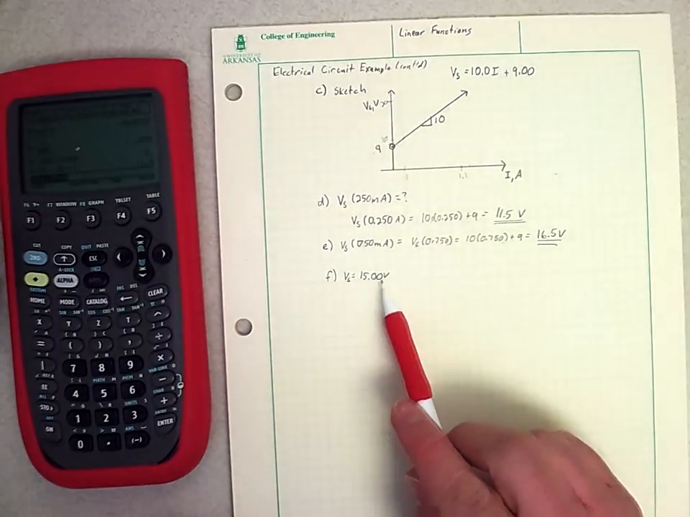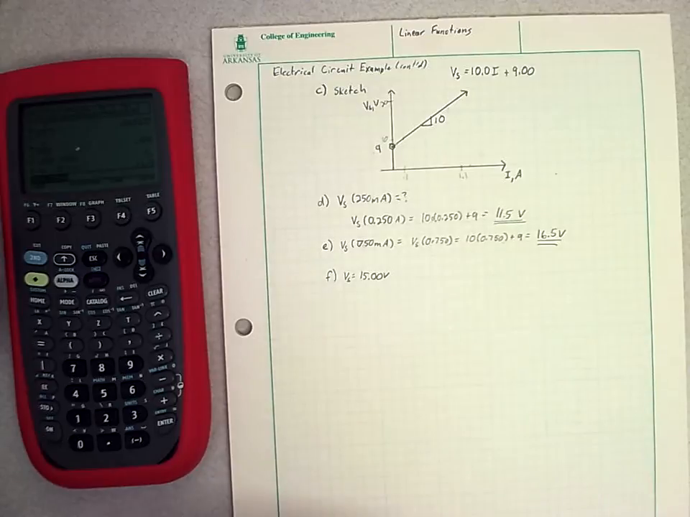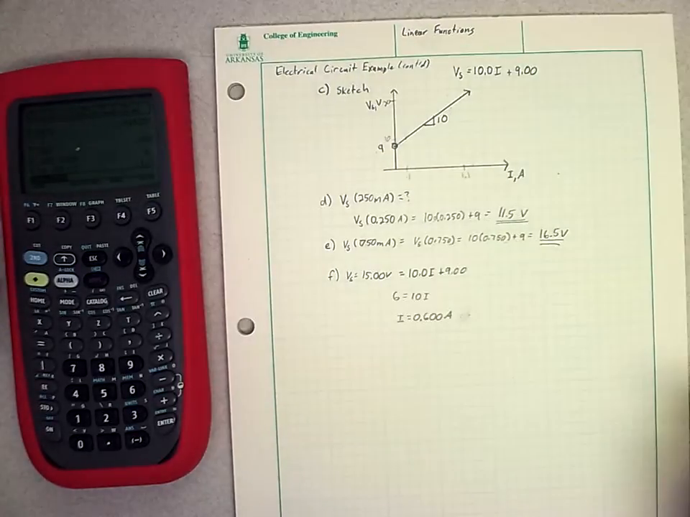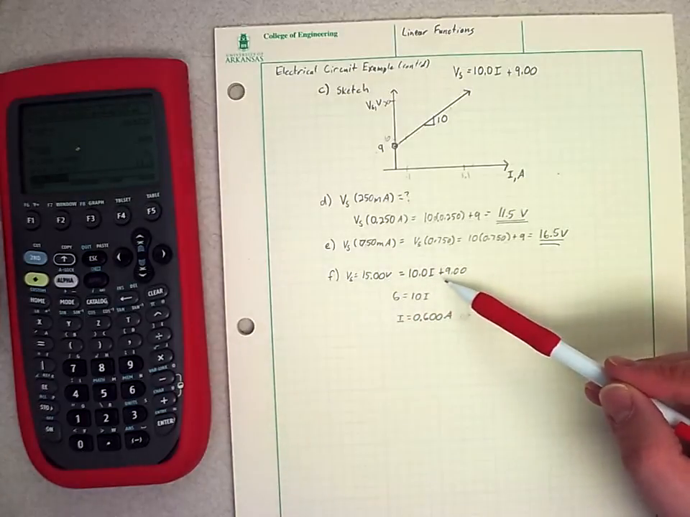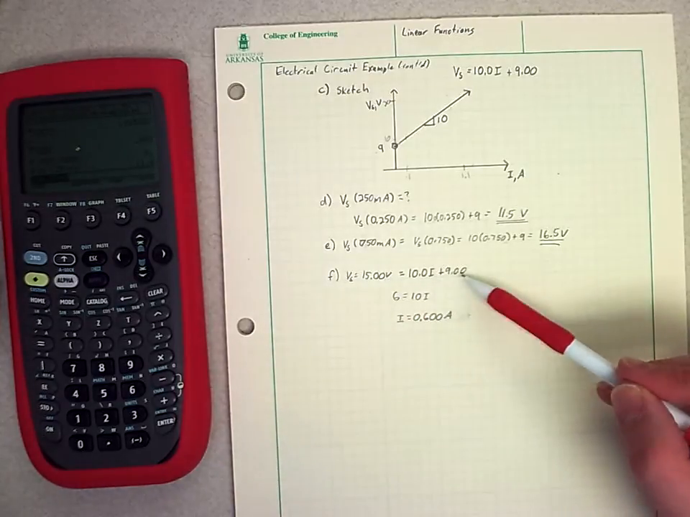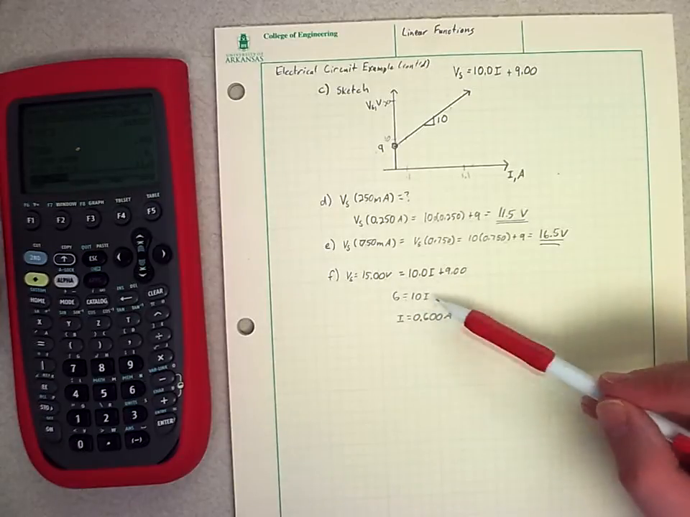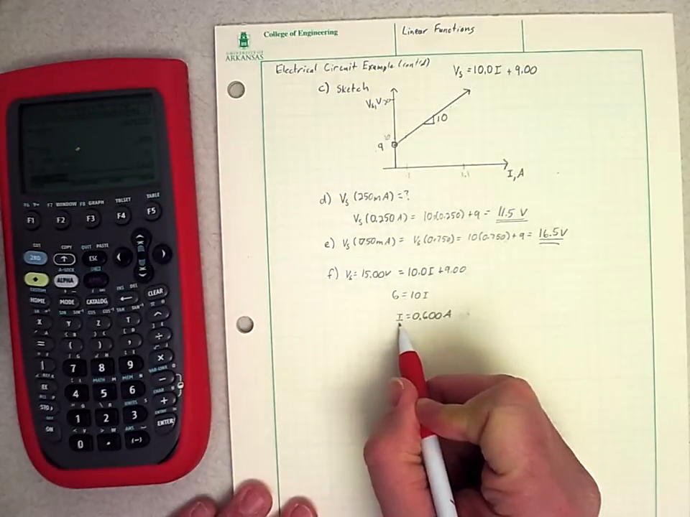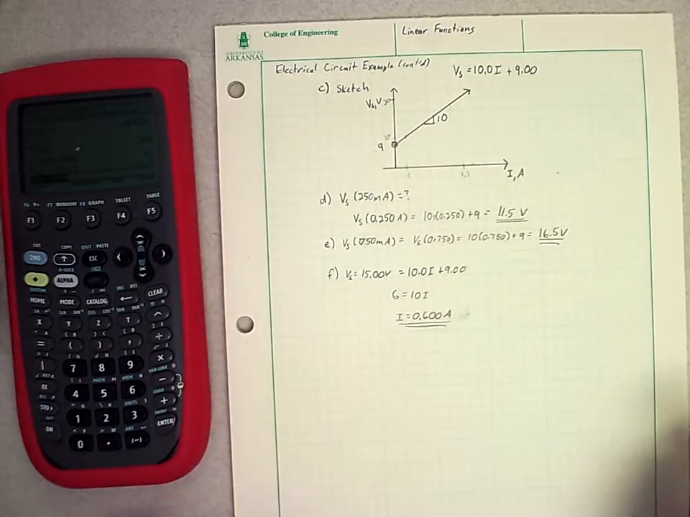Part F tells us that we have a voltage source of 15 volts and says, well, what would the current be? So we can start with there, use our equation, and just solve for I. So we set 15 equal to 10 plus 10 times I plus 9. Subtract the 9 from both sides, I get 6 equals 10I. Divide by 10, I get that I is equal to 0.600.